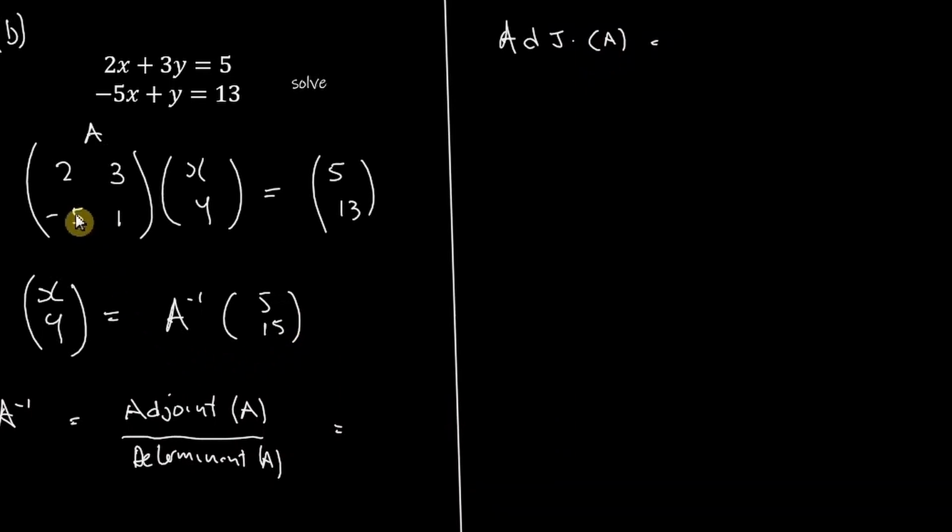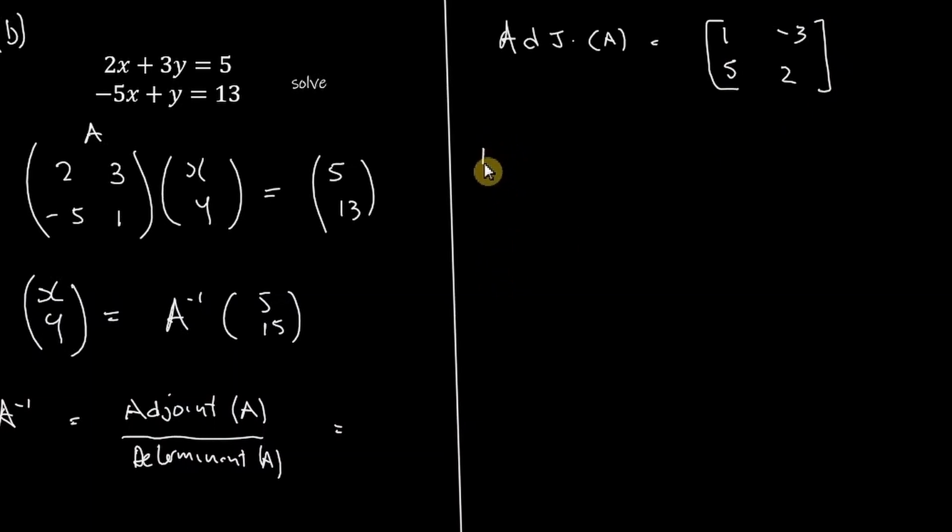And to find the adjoint of a matrix, you note that you have two leading diagonal elements, 2 and 1. So we interchange these two, or swap them around. So we interchange 2 and 1. So 1 will be here, and the other diagonal element will be swapped around and it's down here. And then we reverse the sign of the non-leading diagonal elements. So 3 becomes negative 3, and negative 5 becomes 5.